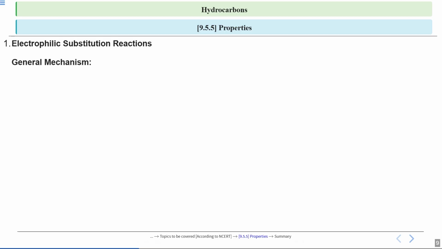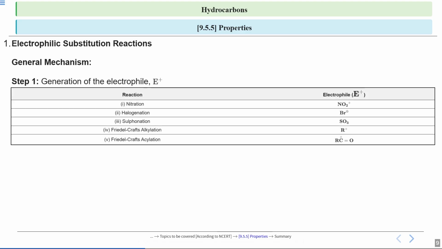So, what was the general mechanism? As I said, first was the generation of electrophile. Now, here is a table showing different types of electrophile that your substitution reaction can use. For instance, you can see in nitration the electrophile is NO2 plus, while in halogenation it is Br plus, for sulfonation it is SO3.